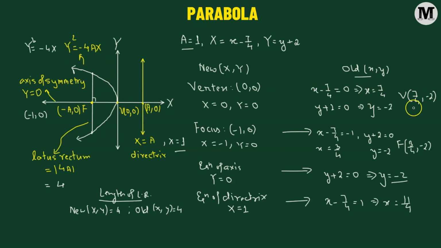So hence we have successfully obtained the vertex of the parabola, which is at 7/4, comma, -2. The coordinates of the focus will be 3/4, comma, -2. Y will be equal to -2, which gives the equation of the axis. The equation of the directrix will be x equals 11/4, and the length of the latus rectum will be 4 units.